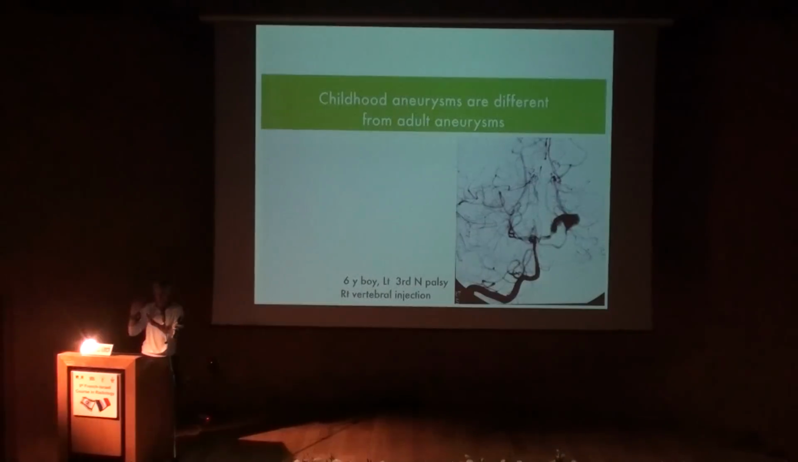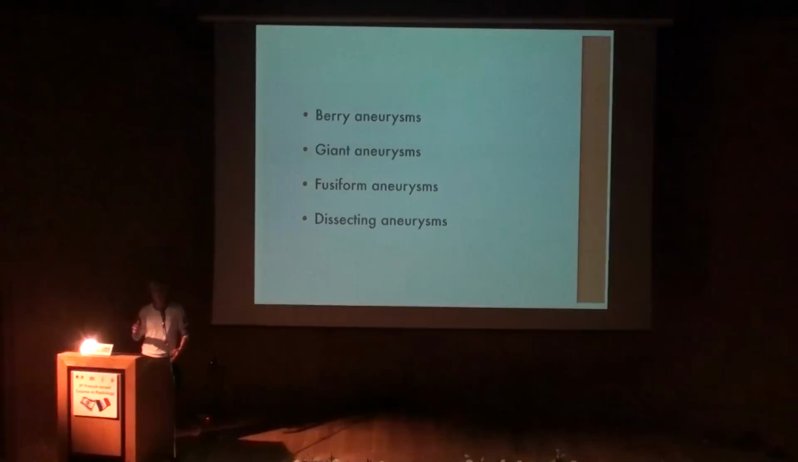As a rule, childhood aneurysms are different from adult aneurysms, and you can see here this example of a 6-year-old boy who presented with a left third nerve palsy. If it was an adult, all the residents here would do a CTA in the ER just to look for a PCOM aneurysm or brain infarct. But this is a boy, and if you look at this angiogram, this is an injection to the right vertebral artery. You see that he's got this fusiform, bizarre dissecting PCA aneurysm pressing on his left third nerve.